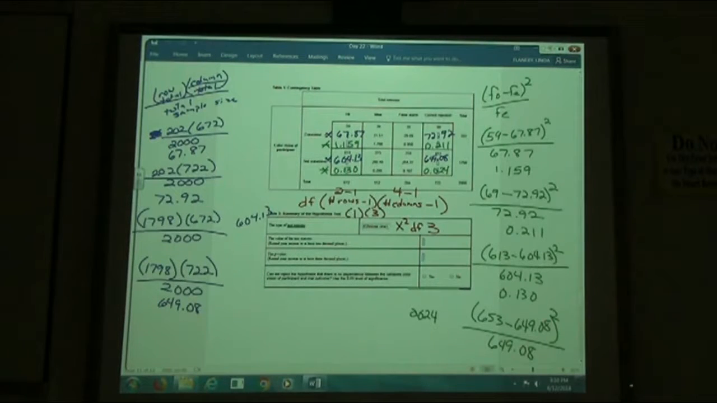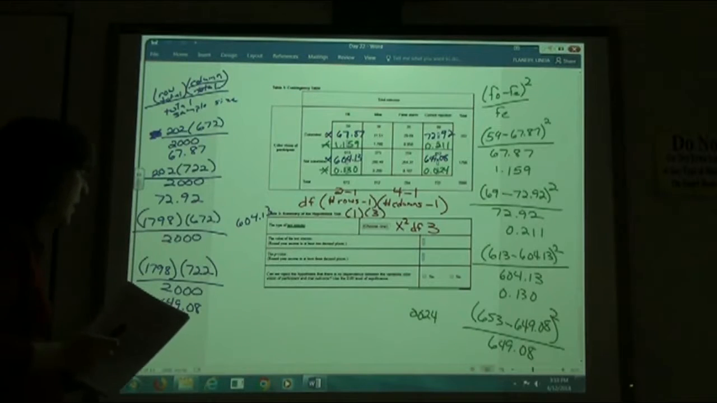So the number of rows is 2, 2 minus 1 is 1. The number of columns, we have 4 different columns. 4 minus 1 is 3, and then 1 times 3 is 3.